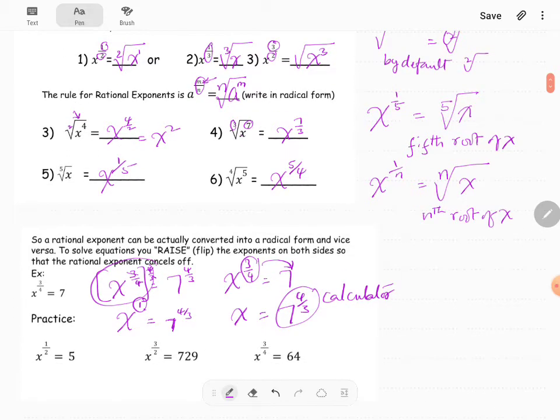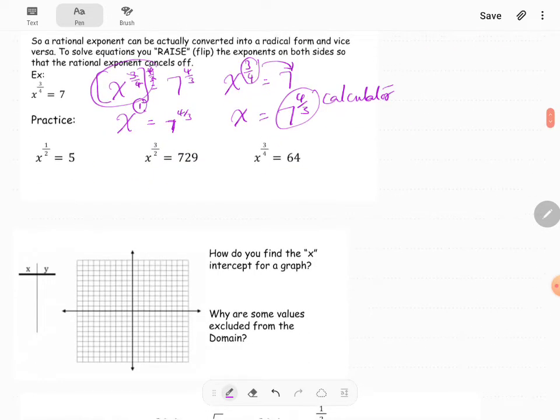Okay, so let's practice. Here we have x to the half equals 5, meaning we are flipping the exponent here to 2 over 1, which is 5 squared. And 5 squared is 25. That's how you can pause to get the other two.